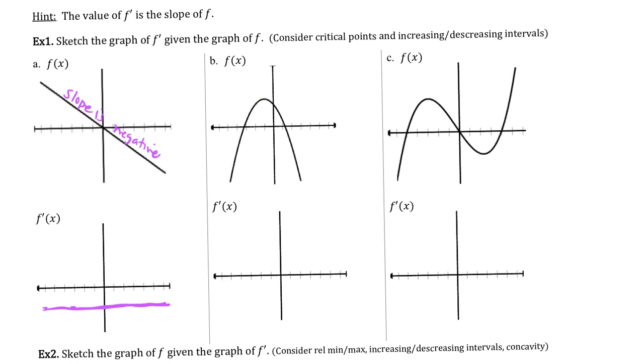Okay, let's do the easiest points first. Let's consider the relative minimum or maximum values. So there's a relative maximum right here. If that's a relative max, it's a critical point. What is the f prime value there? It's 0. So if I go down to my f prime graph, f prime should be 0 right here.